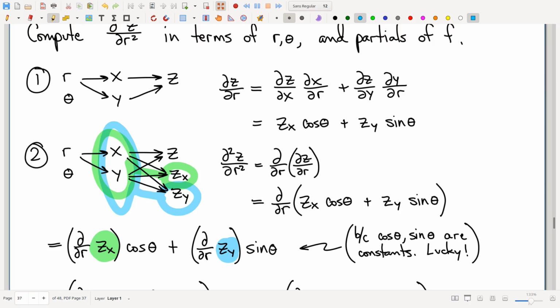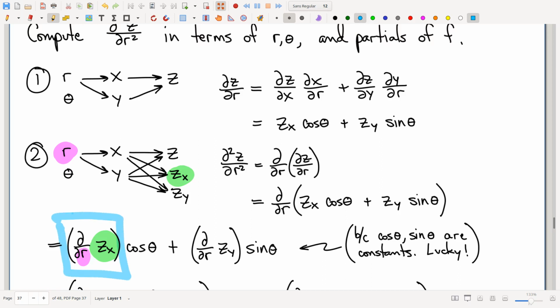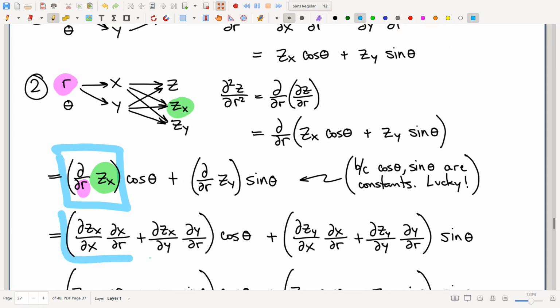Now, having done that, what's the partial of zx with respect to r? Okay, well, there's r, and here's zx. And this is a pretty easy observation. How do I take the partial derivative of zx with respect to r? I'm just going to use the chain rule. And there are two paths. There's what you might call the x path. That gives you what you might call the x term, as we usually call it.